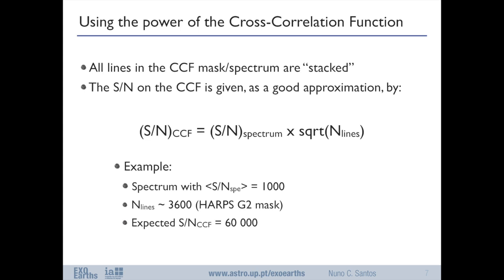And in a good approximation, you can say that the signal to noise in your CCF is basically the signal to noise in your spectrum multiplied by the square root of the lines you use to do the cross correlation. So for instance, if you have a spectrum with a signal to noise of 1,000, which is a fairly good value to have, then if you have 3,600 lines, this is the typical number of lines used for HARPS, you get a signal to noise on the CCF of 60,000, which is a very nice value. And so what you can try to do is, using this method, increase the signal to noise of your, let's say, cross correlation and try to detect the reflected light.